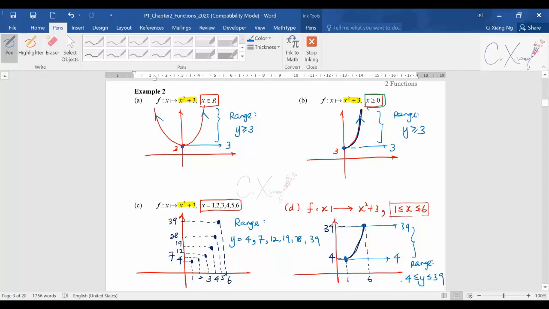All right, so this is some very basic knowledge and introduction about the domain and range and also the graph. For the next video and a few more videos later, maybe we are going to discuss in detail how to sketch a graph correctly to show the range and domain correctly.